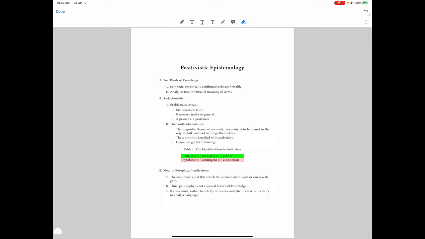Notice then we have three things. We have a linguistic or semantic distinction. We have a metaphysical distinction between necessity and contingency. And we have an epistemological distinction between what's knowable independently of experience and what isn't knowable independently of experience. The simplicity of positivistic epistemology is simply to identify these three sets of distinctions.